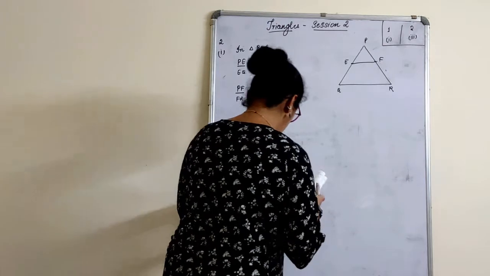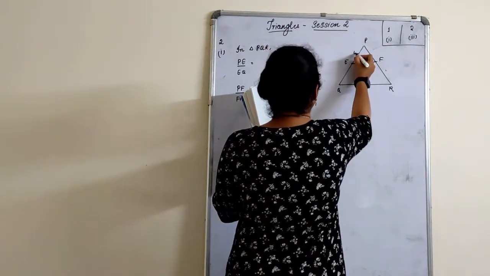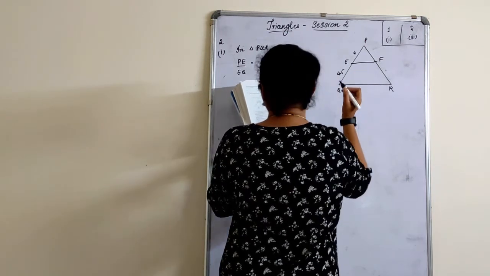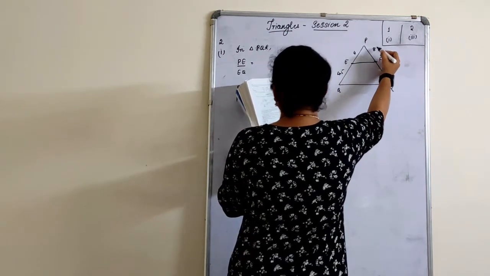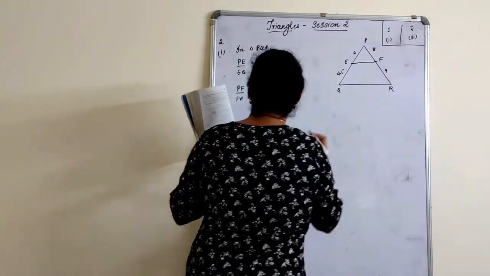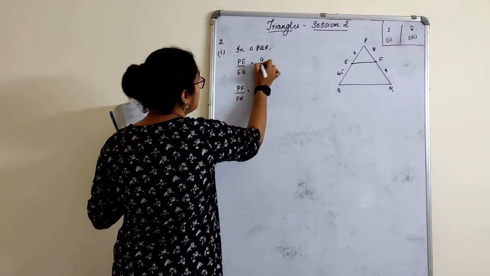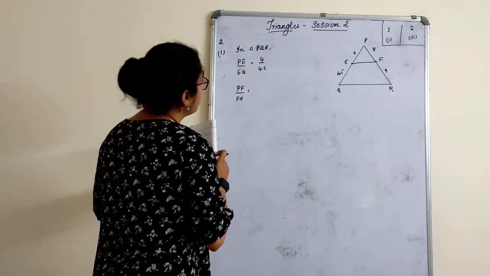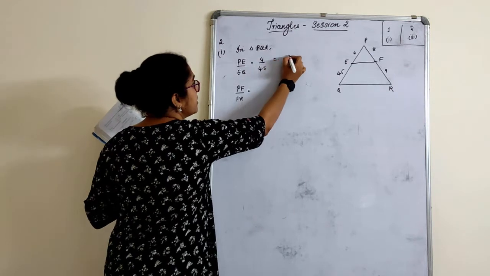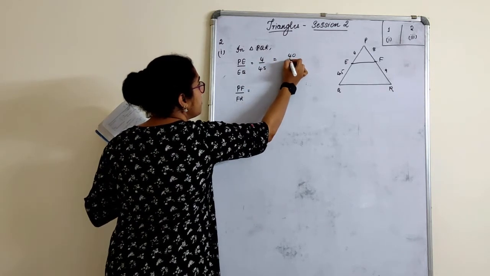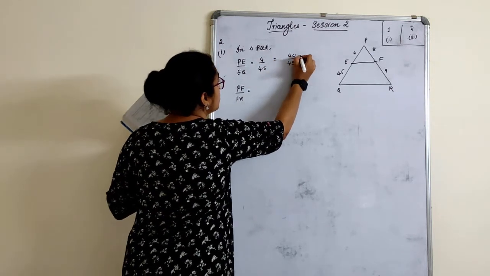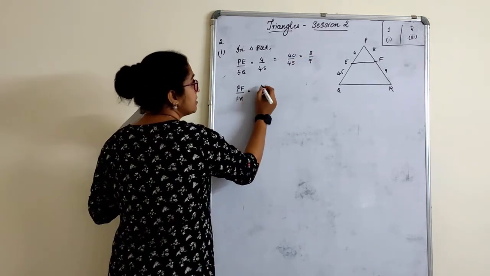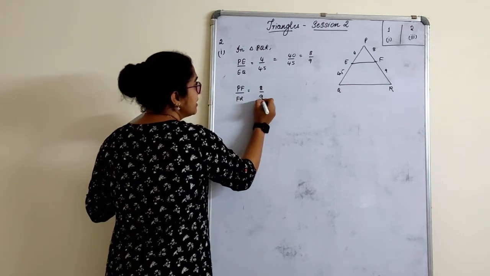So in the second set, what they have given is PE is 4, QE is 4.5, and PF is 8 and RF is 9. So PE upon EQ, that is 4 upon 4.5. If you have to divide this, we will remove the decimal, so this will be 40 upon 45. 5 8s are 40, 5 9s are 45, right? So directly it is 8 by 9.